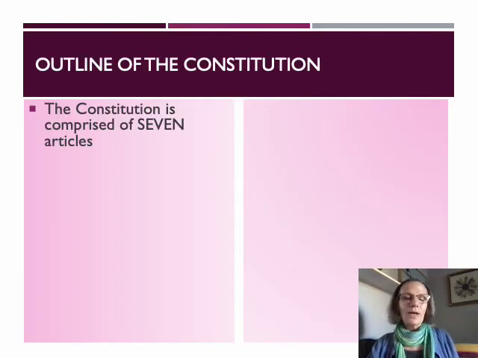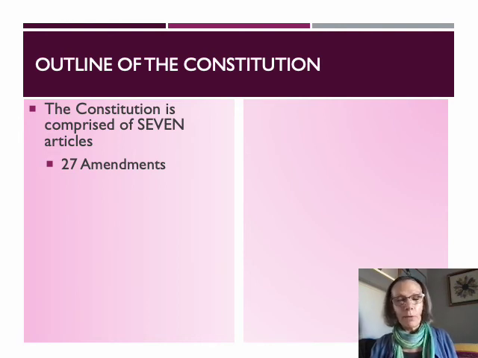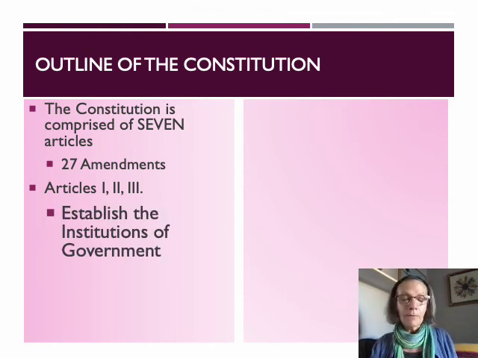The Constitution is comprised of 7 articles and 27 amendments. When we get to our section on civil liberties, which is coming up in a few weeks, we're going to dig in much more to those first 10 amendments to the United States Constitution, which make up the Bill of Rights.